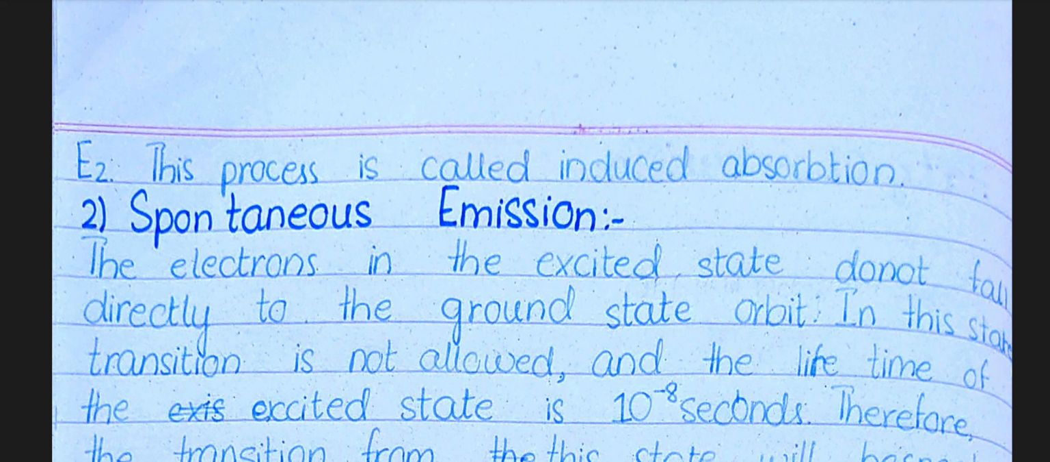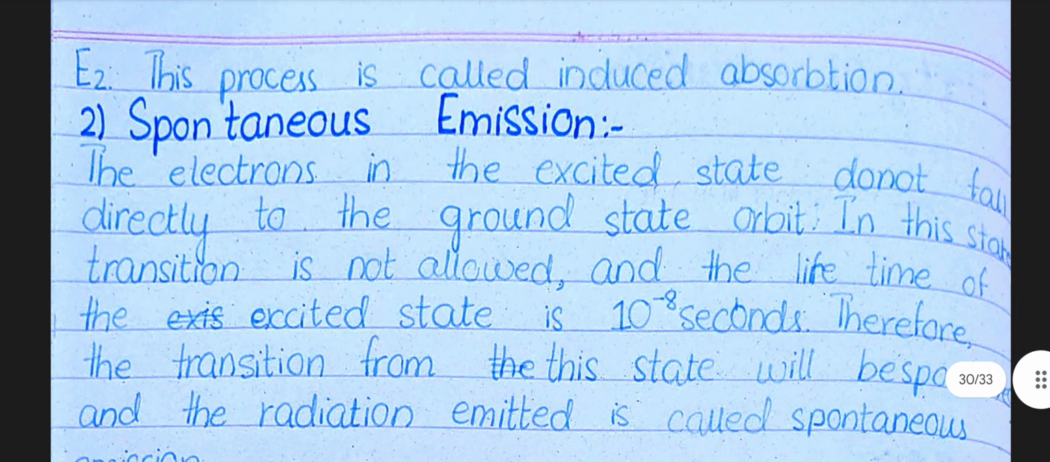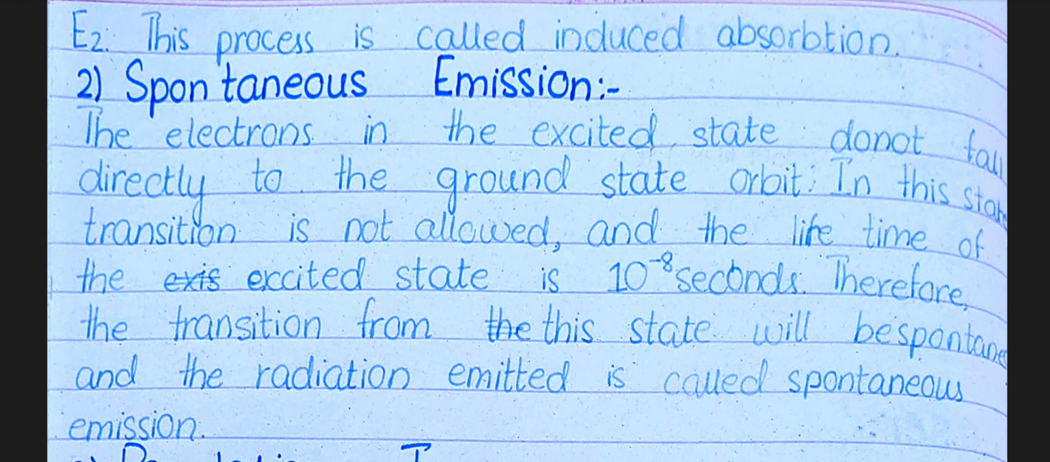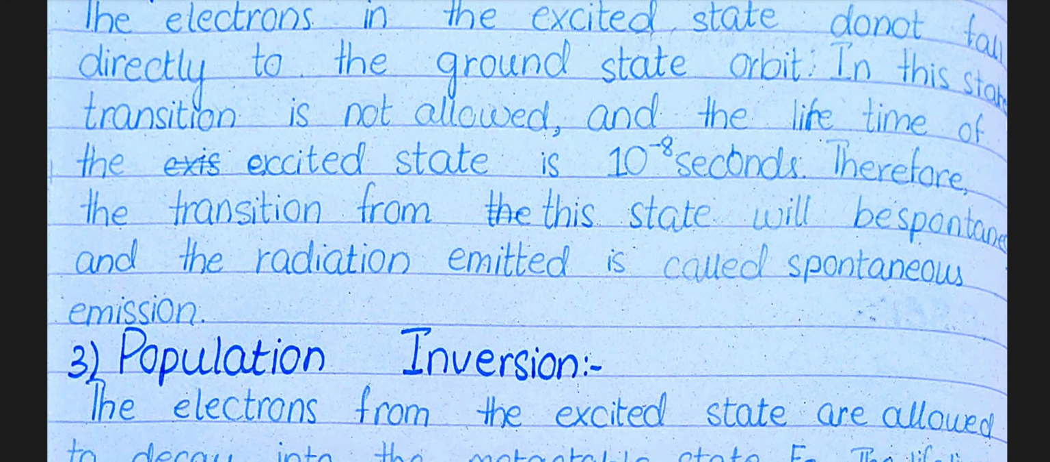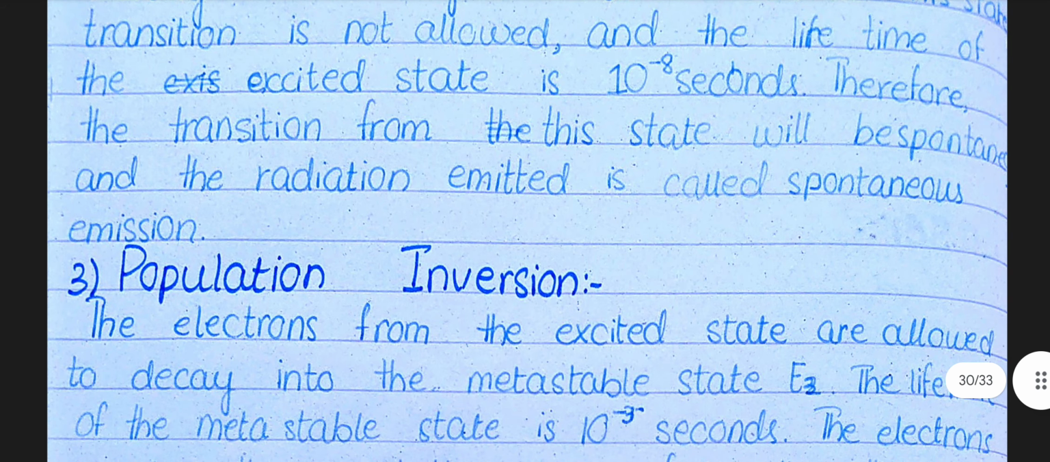Spontaneous emission: the electrons in the excited state do not fall directly to the ground state orbit. In this state, transition is not allowed, and the lifetime of the excited state is 10 exponent minus 8 seconds. Therefore, the transition from this state will be spontaneous, and the radiation emitted is called spontaneous emission.